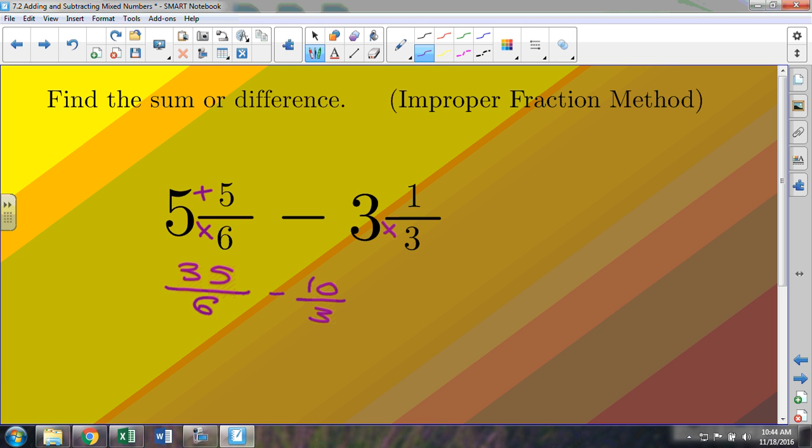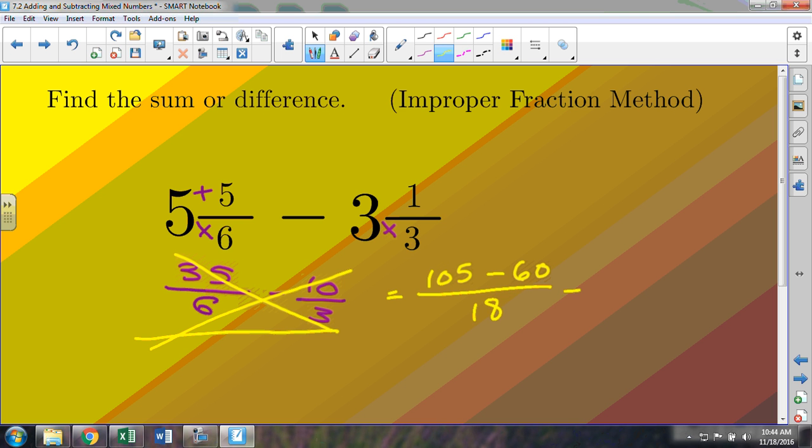Just to refresh your memory, we did have another way besides the equivalent fractions method. Besides getting the common denominator, we did have this tool where we could take 35 times 3. That equals 105. And then we could take the other diagonal, 6 times 10. That's 60. 6 times 3 equals 18. And so we could do them this way. 105 minus 60 equals 45. And so we could get our answer with this kind of diagram.